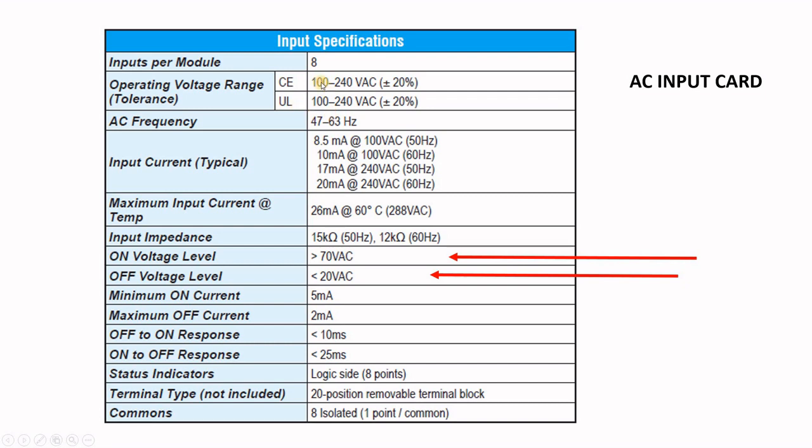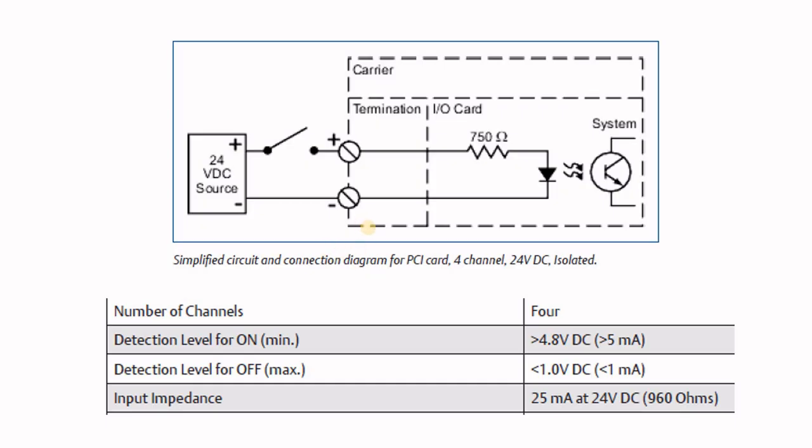Another AC card you can look at here says the on voltage is when the voltage goes above 70 volt AC, and the off voltage is below 20 volt AC. This is another type of card.